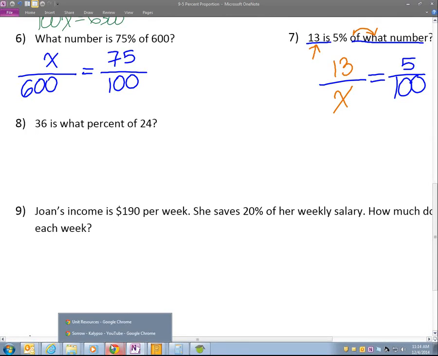How come you didn't do that on 6? For 6? Because it's a different question. They told us what the of is for number 6. Here it's of what? Of what? Okay?